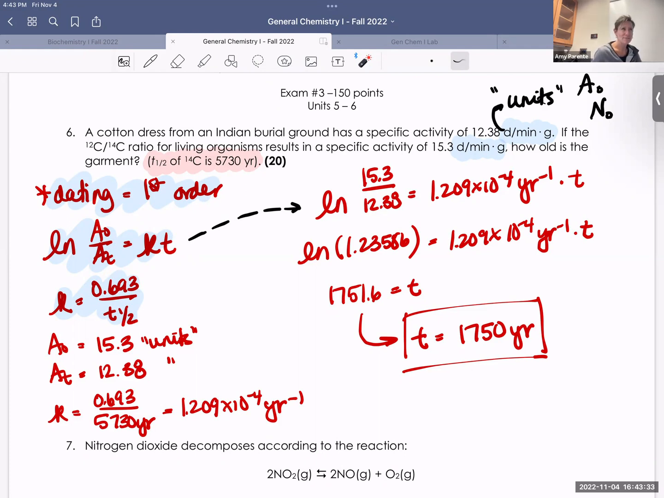Questions on this? For dating, it's obviously first order. If you said radioactive things breaking down, those are always first order. Yep, and that's why we learned those in the context of nuclear decay, because it's simple. It's always first order.